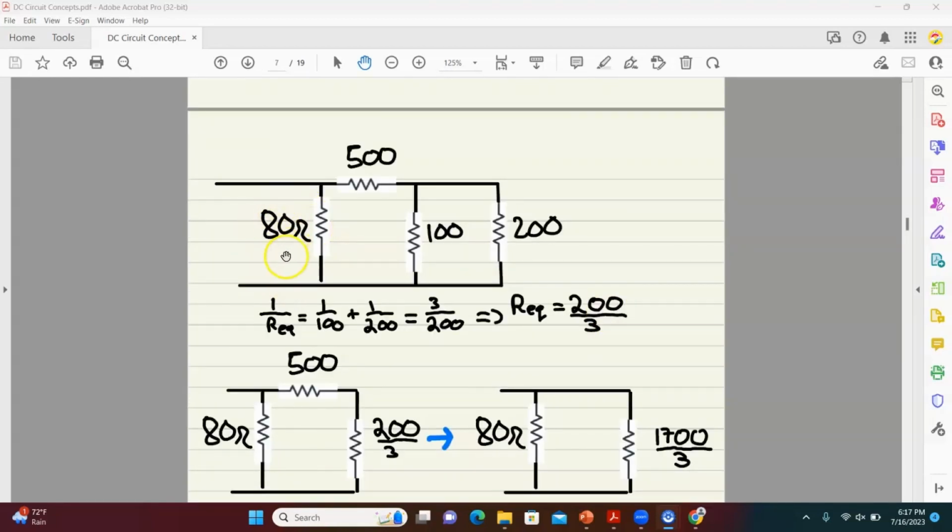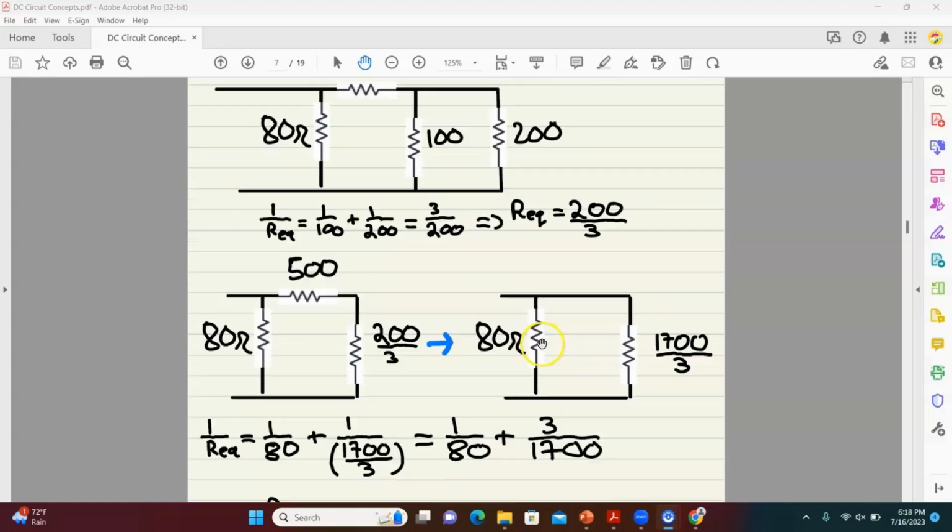This is the 80 ohm resistor, and I've just assigned 500 ohms to RA, 100 ohms to RB, and 200 ohms to RC. What I notice is these 2 resistors are in parallel, so I'm going to add them up in parallel and get an equivalent resistance. 1 over REQ equals 1 over 100 plus 1 over 200, and that tells us that the equivalent resistance of these 2 parallel resistors is 200 over 3.